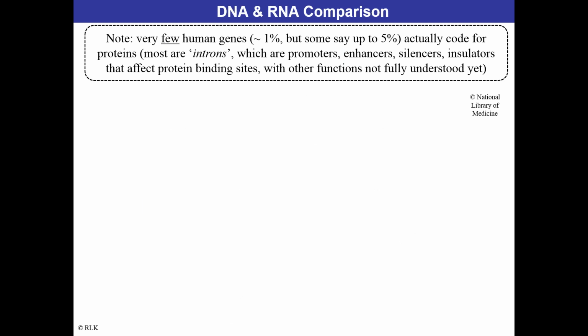Now, the interesting part about the DNA and RNA is this. Very few human genes, probably about 1%, some say up to 5%, but I don't know about that, actually code for proteins. And this goes back to some of the non-coding material that is present within our cells. Most are then called introns. And these are promoters, enhancers, silencers, insulators that affect protein binding sites. And importantly, they also have other functions that are not fully understood.